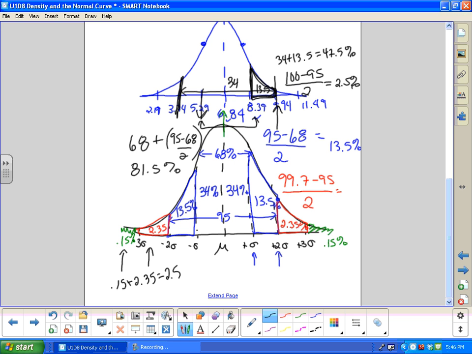Now, you could also use the picture down here that I've given you. We're 1 standard deviation below the mean to 2 standard deviations above the mean. So it's going to be 34 plus 34 plus 13.5, and that would give you your answer.